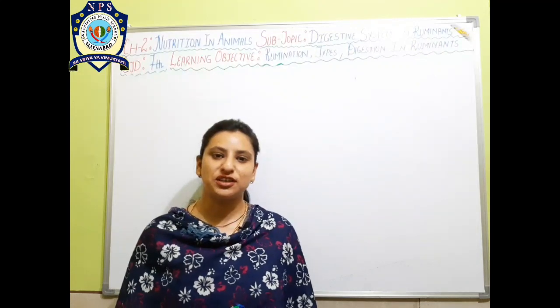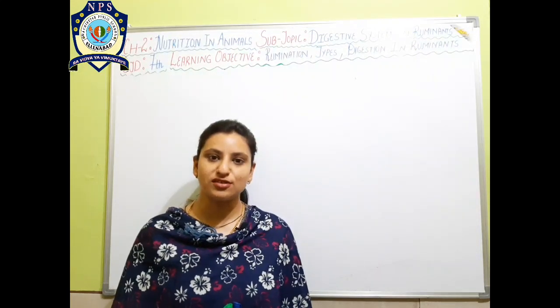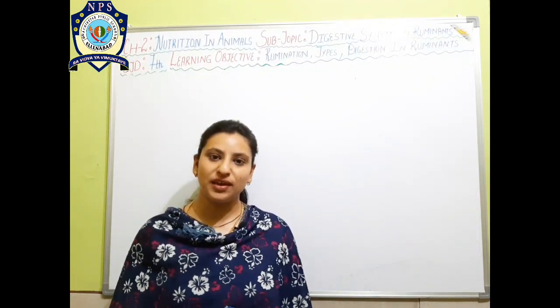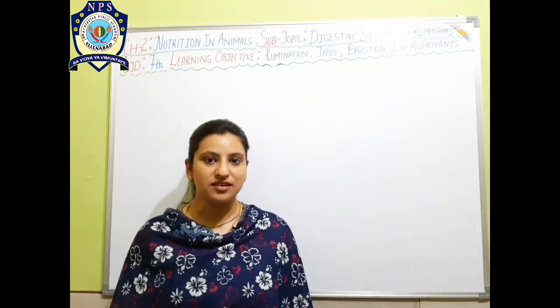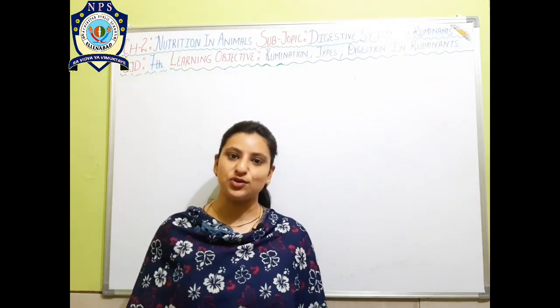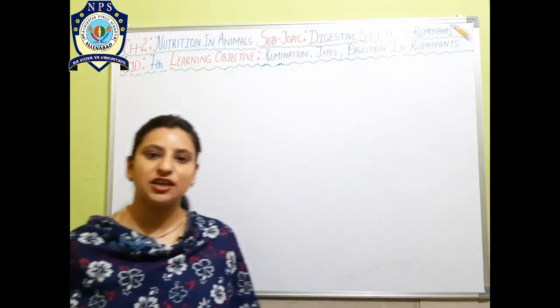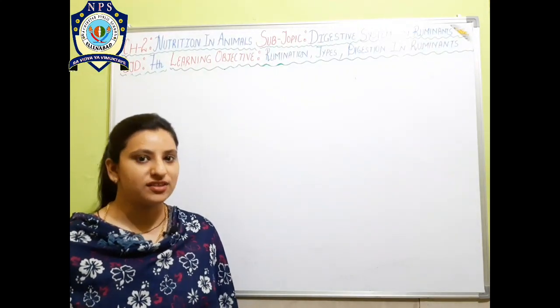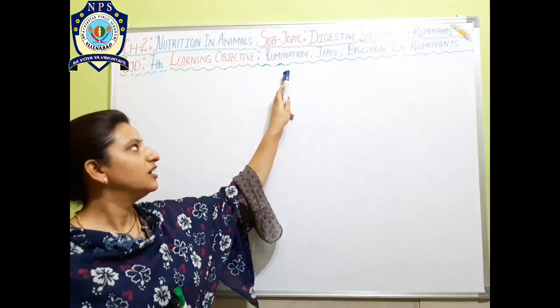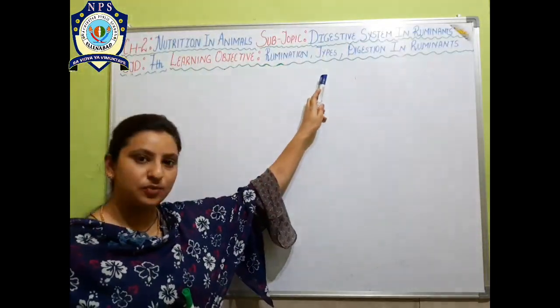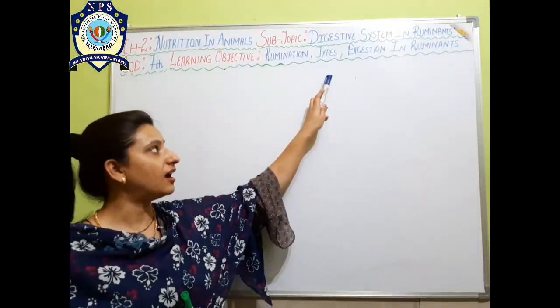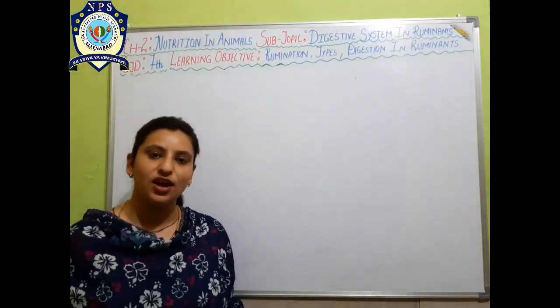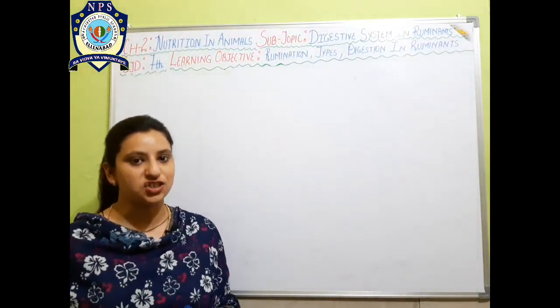Welcome back to HIM tutorials. As nutrition in animals is going on, the subtopic is the digestive system in ruminants, that is grass eating animals. The learning objective, which you will learn up to the end of this session, is about what is rumination, types of rumination and digestion in ruminants. So let's begin with the carbohydrate digestion first.